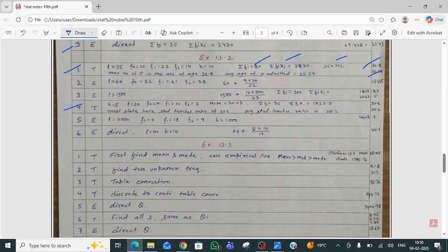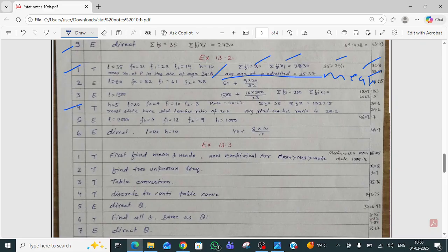So mean. Maximum number of patients in the hospital are of age 36.8. That means mode is 36.8, and the average age of the patient admitted is 35.57. So that's the mean. This is the mean value. So this is the interpretation of mean and mode.